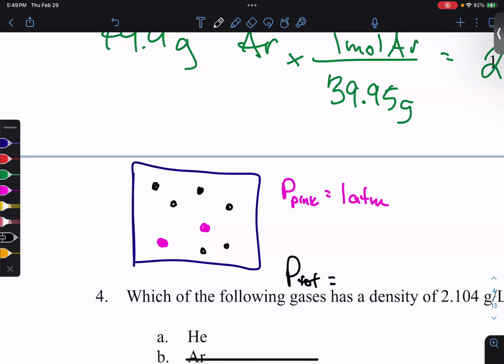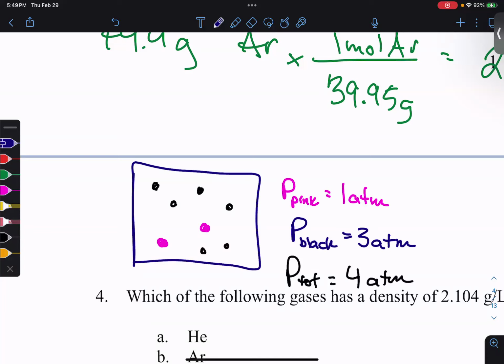I don't need to tell you a temperature. I don't need to tell you a volume. What is the total pressure of this container? So if the pink balls are 1 atm and there are 2 pink balls, how many total balls are in the container? 1, 2, 3, 4, 5, 6, 7, 8. So the total pressure is going to be 4 atmospheres. And for completeness, what is the partial pressure of the black balls? 3 atmospheres.